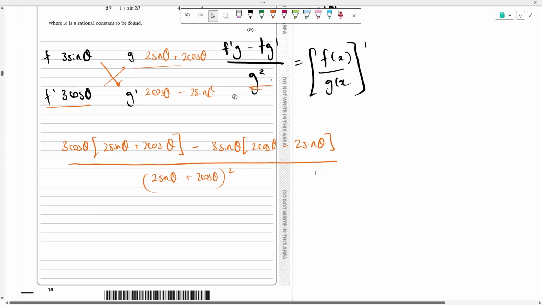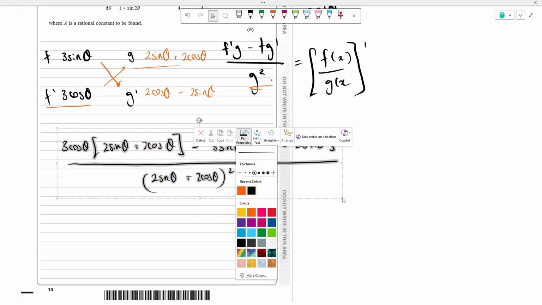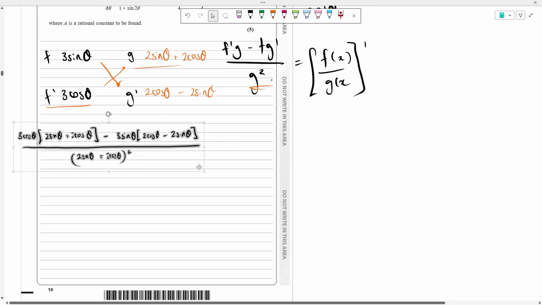I don't like this orange now, you know what, I'm going to change this color here. Let's go back to black. Okay.